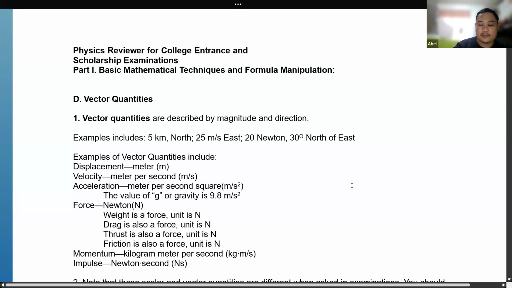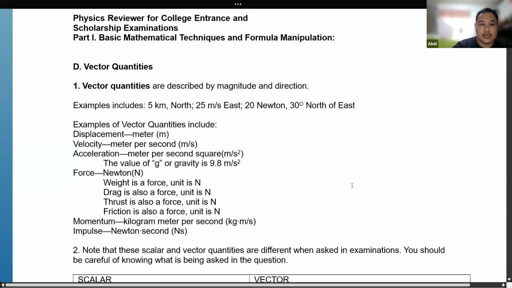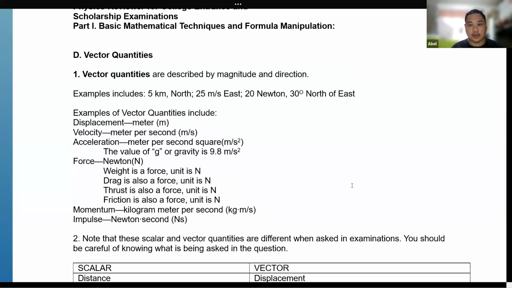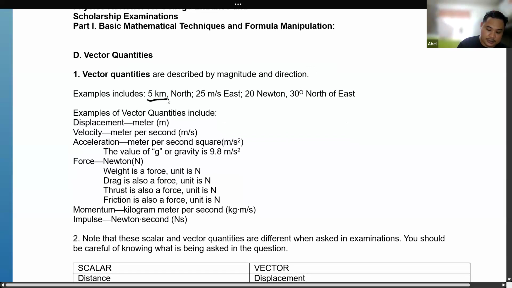So from the last time, I discussed the scalar quantities. And this time, I will emphasize the vector quantities. Vector quantities are described by magnitude and direction. One example would be displacement, which, you can see here, has a magnitude of 5 kilometers, and also a direction, which is north. Another one would be velocity. We have 25 meters per second, and the direction is east. Another one could be a force, which is 20 Newton, 30 degrees north of east. So those are all examples of vector quantities.